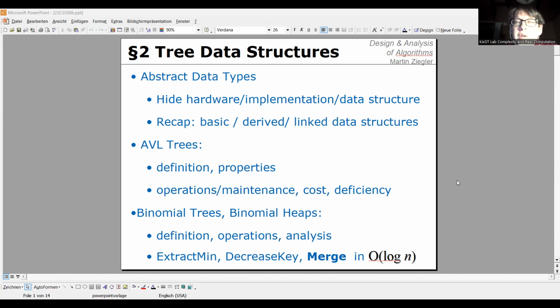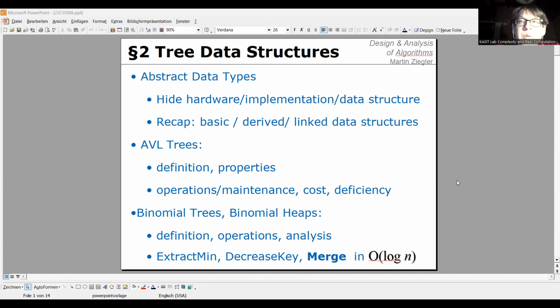We analyzed the cost of these operations, and we ended with a deficiency, namely merging is something that AVL trees do not support in sublinear time, which led us to then consider binomial trees and binomial heaps as collections, as forests of binomial trees. We discussed the definition of binomial trees, the inductive definition, operations on binomial trees, maybe the merge operation, maintaining the heap order, and analysis, and then the same for the definition of binomial heap, operations on binomial heaps, and we analyzed these operations, and in particular we saw that all operations are now supported in logarithmic worst case cost.